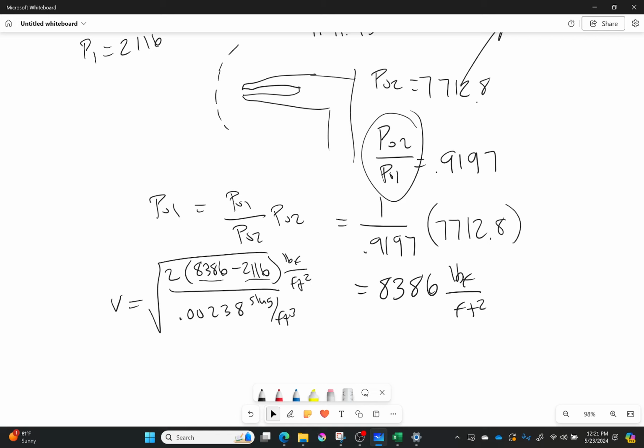Okay. So let's plug that in my calculator and see what I get. So give me 1 second. And I get a velocity. Did I do this one right? I believe I did. A velocity that is equal to 2,295.4. Okay. So that becomes my velocity after the shock wave.